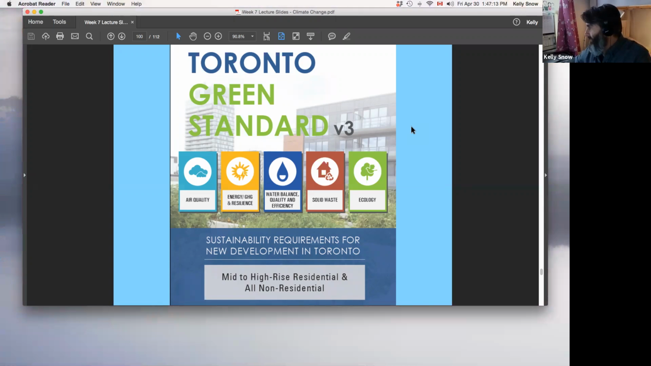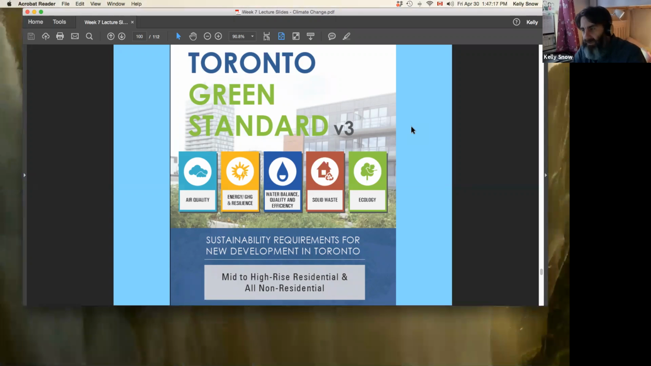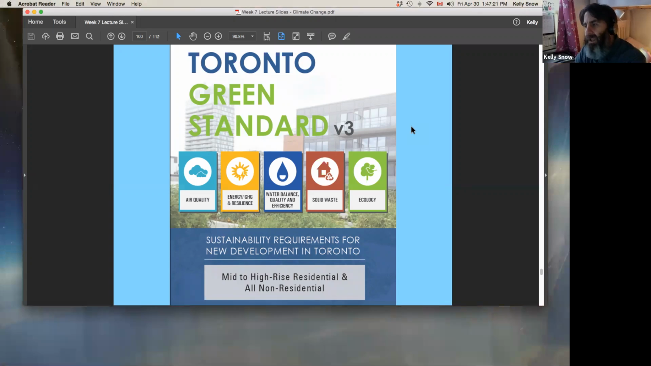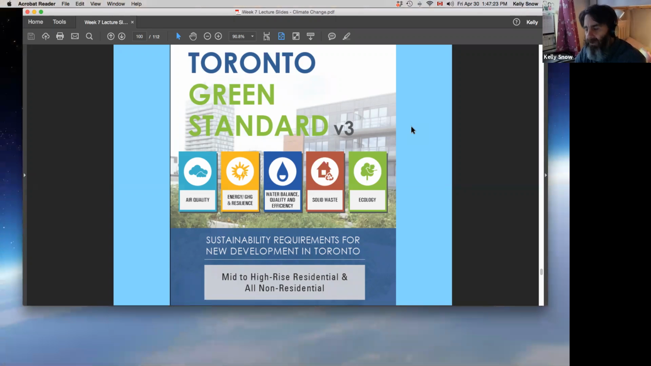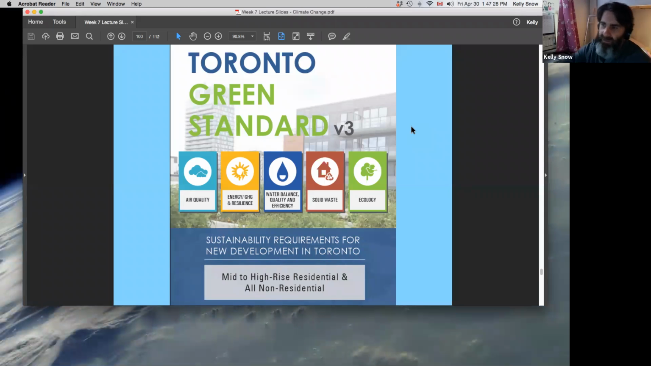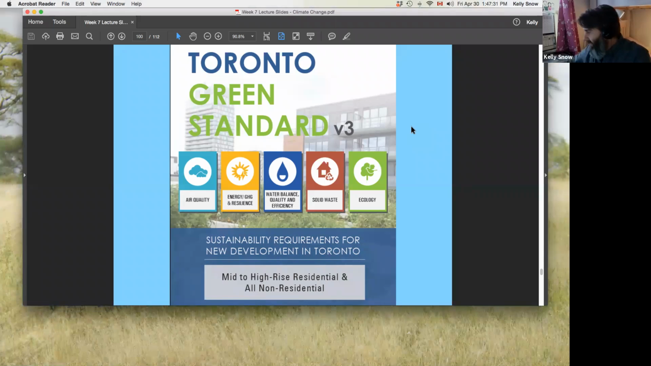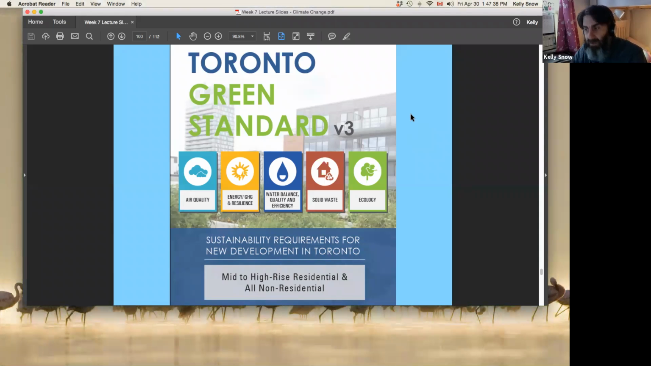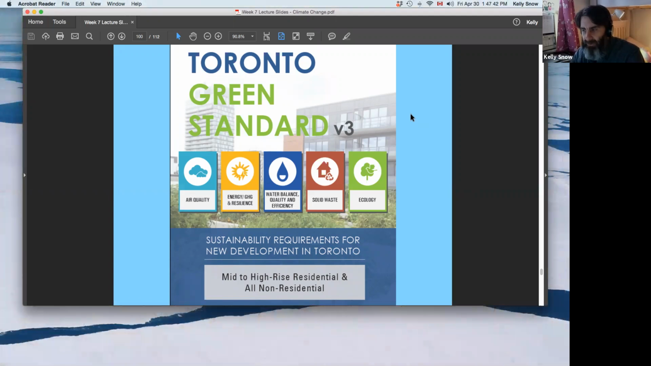It basically defines what a green building is in the city of Toronto. And so a development application has to confirm through the site plan process that they have met everything that's required of the green standard. So that's one way that the city is addressing the issue of buildings and making them more sustainable. Now, this deals with new buildings only, not existing. The city doesn't have jurisdiction over that.